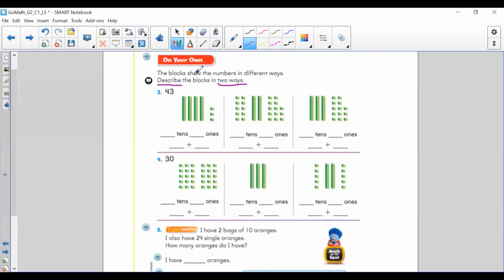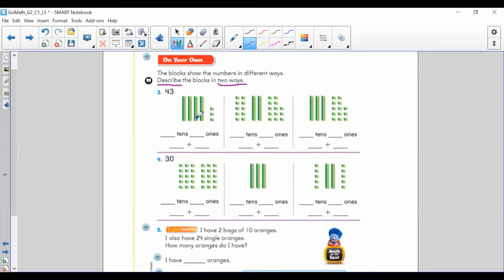So our verb here is describe, and it says describe the blocks in 2 ways. So how many ways? 2 ways. So the blocks do show the numbers in different ways. So here we have 43, and we have to count by tens and then count the ones. So at first we're just looking at the blocks. We're not really looking at the value.